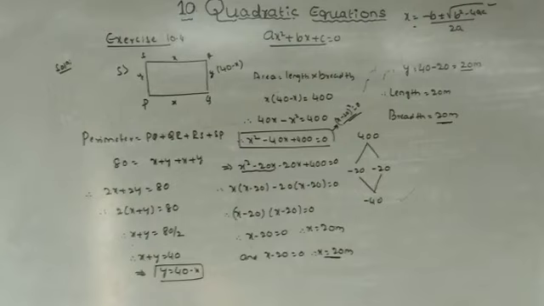Therefore, length is equal to 20 meters and breadth is also equal to 20 meters. So here one very important chapter, quadratic equations, is completed. We shall start a new lesson next class. Please note down any doubts regarding this chapter and clarify your doubts after the school opens.